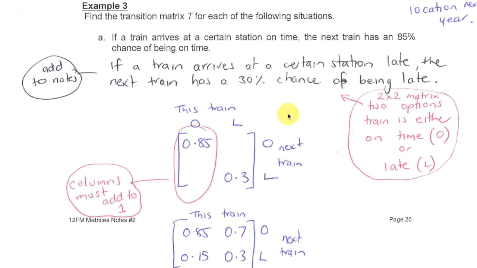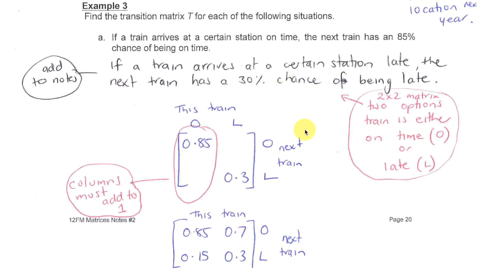Alright, so example 3. Find the transition matrix T for each of the following situations. So the first one here that we're looking at is a train arriving. So in your notes, you don't have all of the question. You've only got the first little paragraph here. So if a train arrives at a certain station on time, the next train has an 85% chance of being on time. The second part, which wasn't given to you: if a train arrives at a certain station late, the next train has a 30% chance of being late.